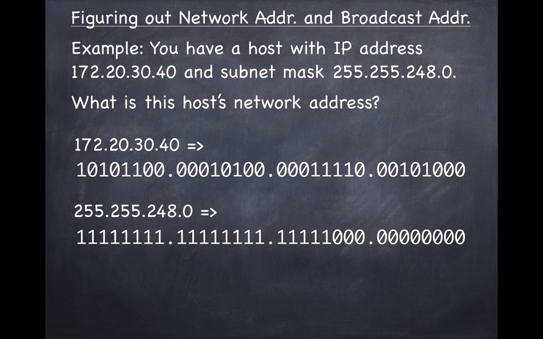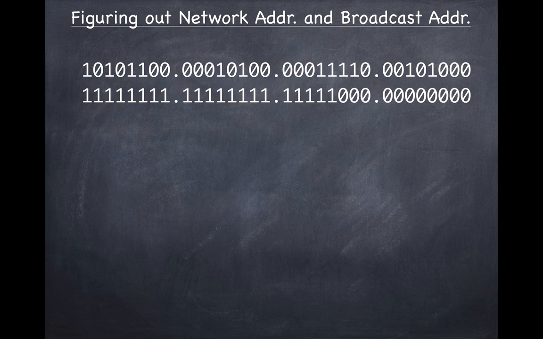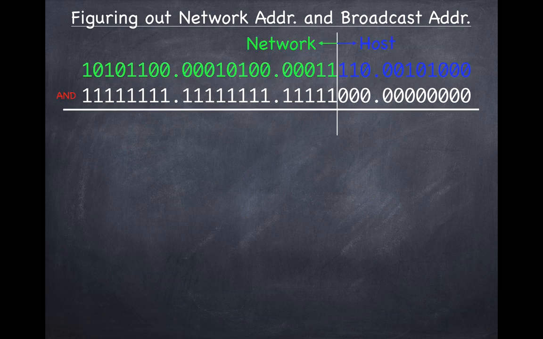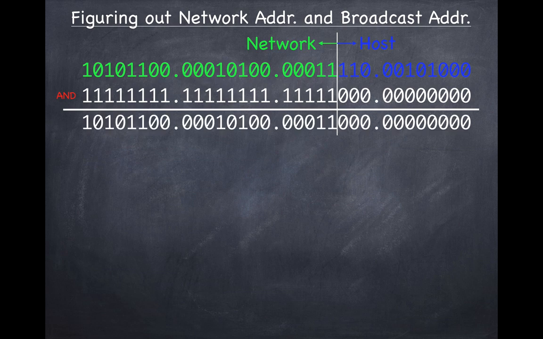So the question is, how do we determine the network address for this IP? The answer is we do a bitwise AND. From the subnet mask, we know the string of ones is the network portion on the left, and the string of zeros is the host portion on the right. If we go through and do our bitwise AND, this is the result we get. Another way to think of this, because we're ANDing with all zeros, is setting all the host bits to 0.